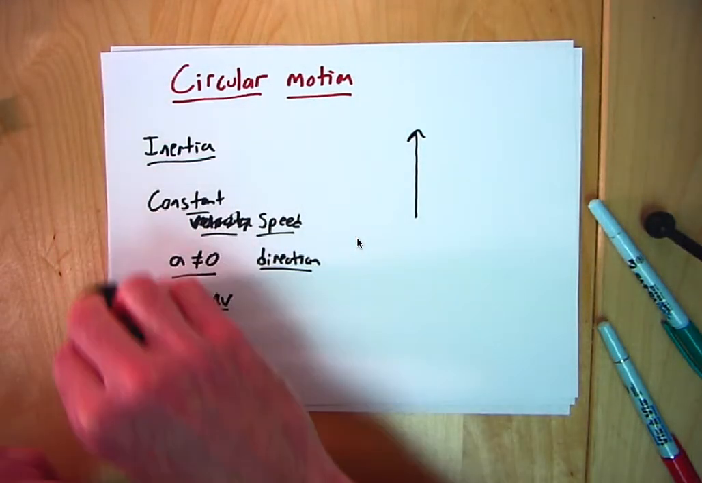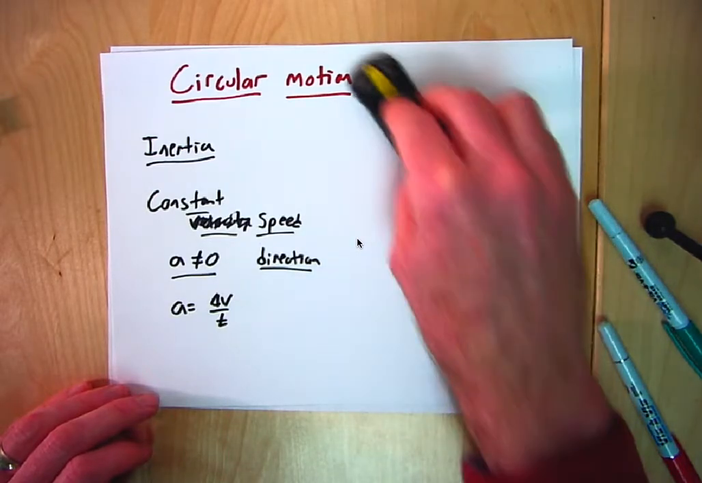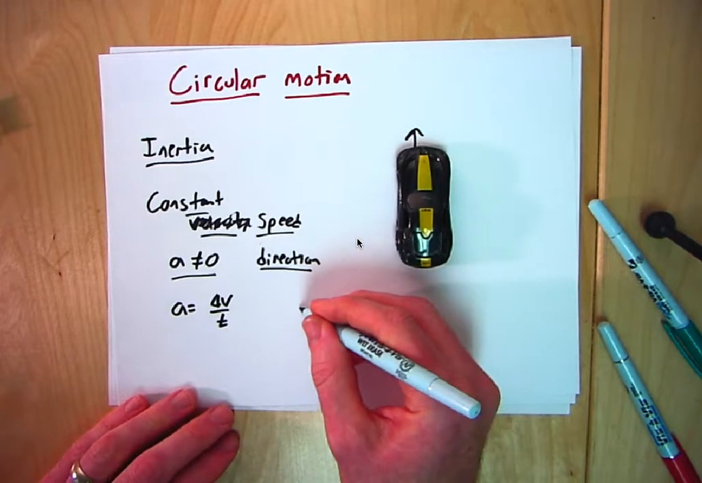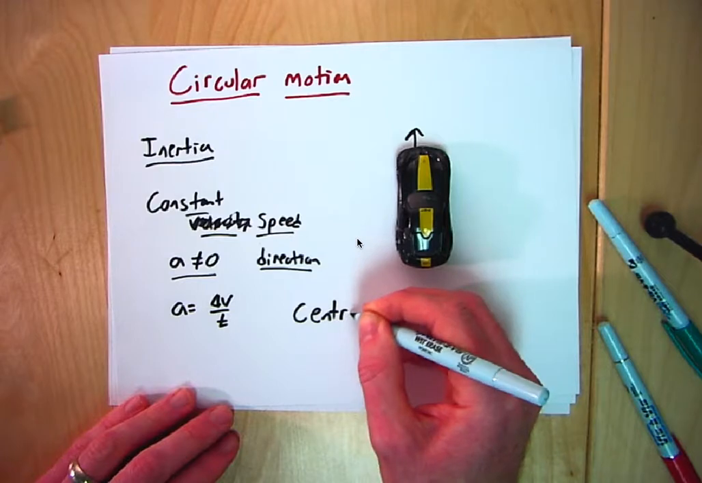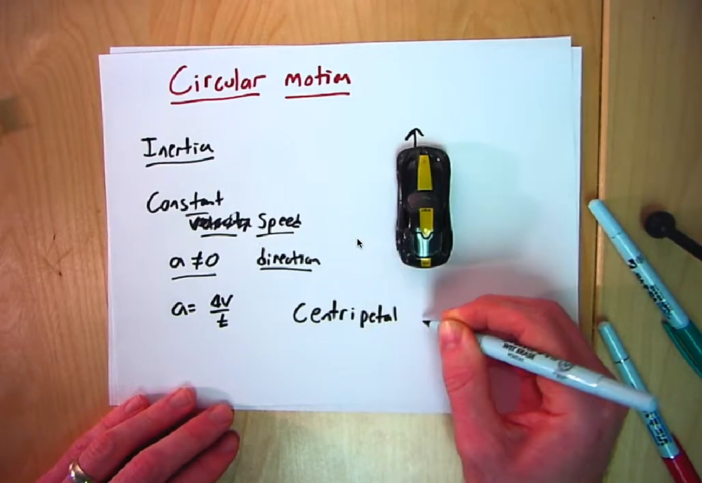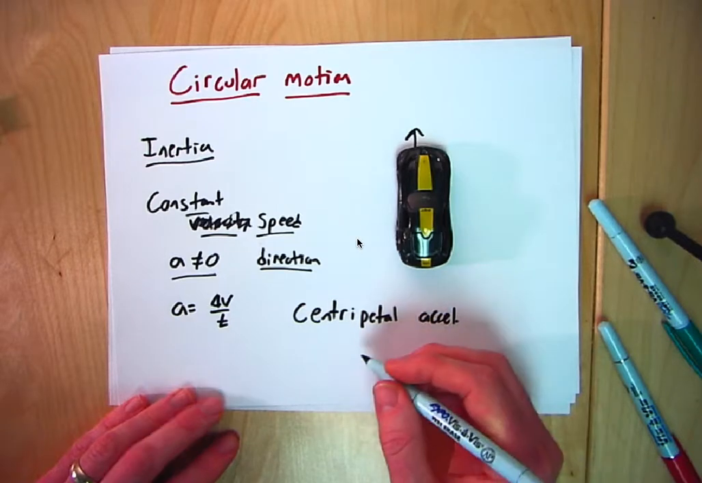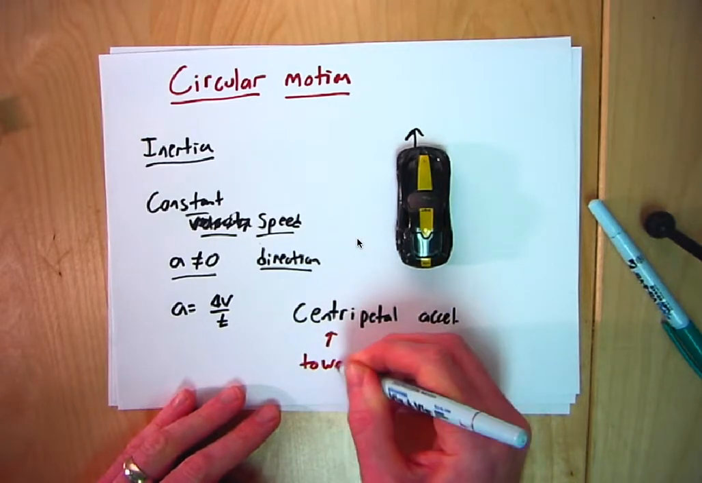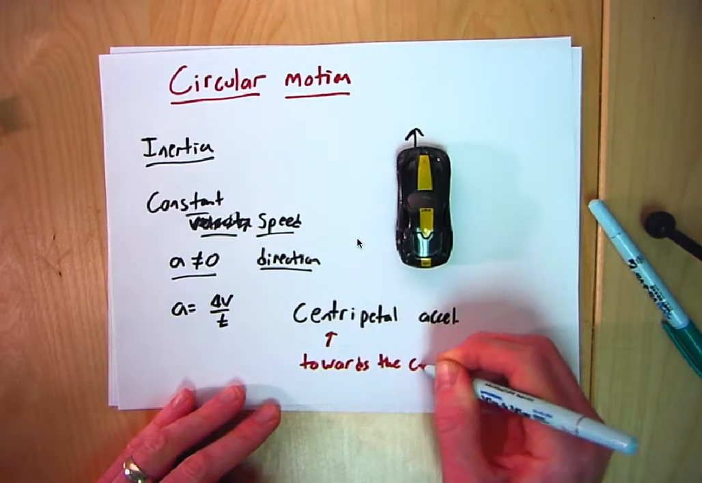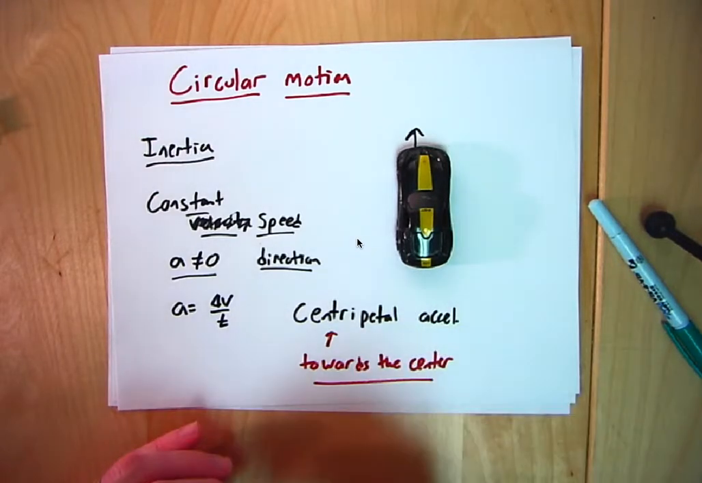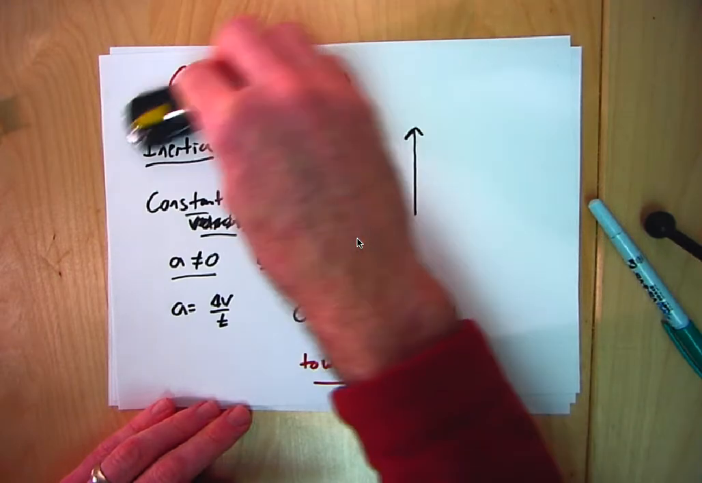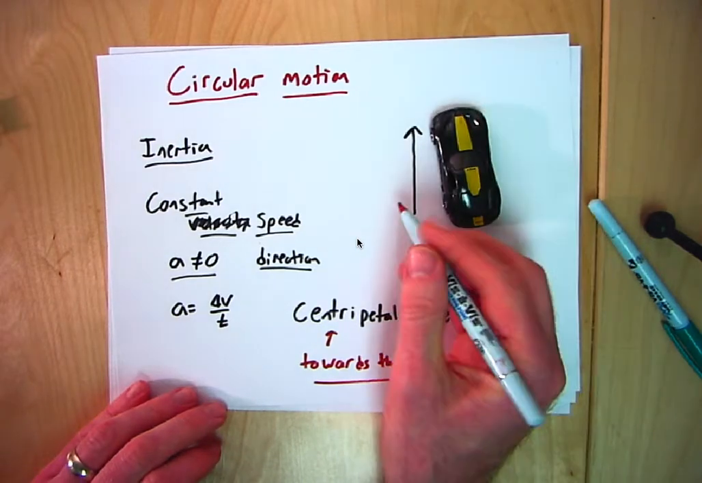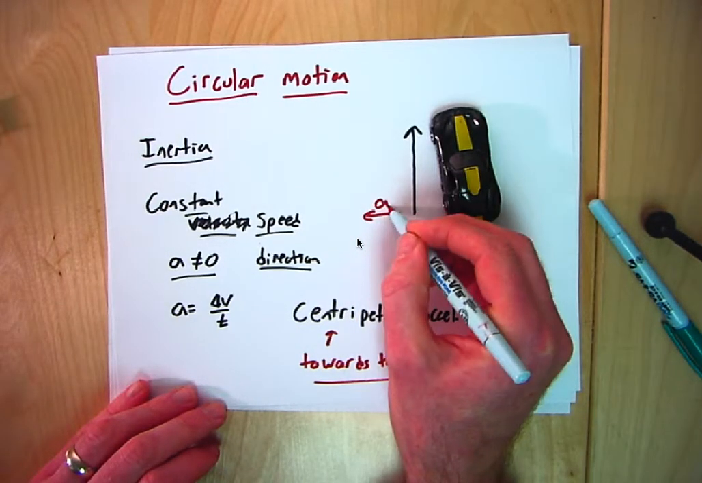So as you're going around and around in a circle like this, you actually do have an acceleration, right? You are still accelerating. We call that kind of acceleration a centripetal acceleration. Centripetal means towards the center. So as this car is going around and around in a circle, the direction of the acceleration is actually towards the center of the circle. So it goes this way. The car is actually accelerating in this direction at this point.